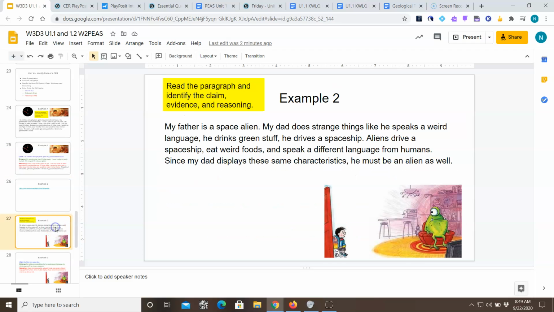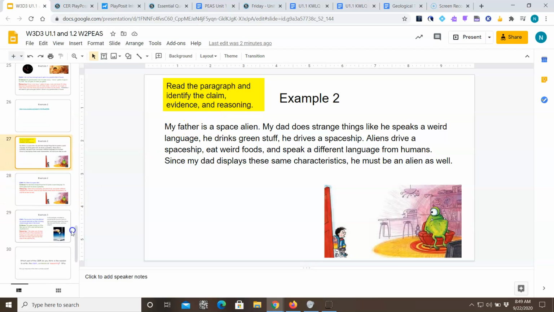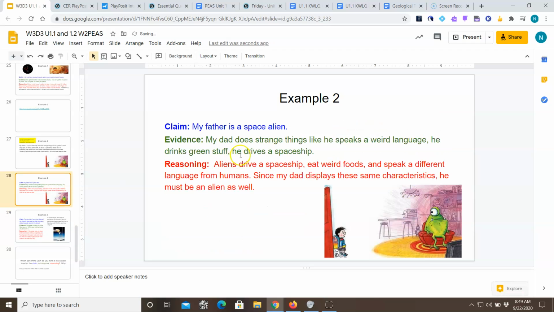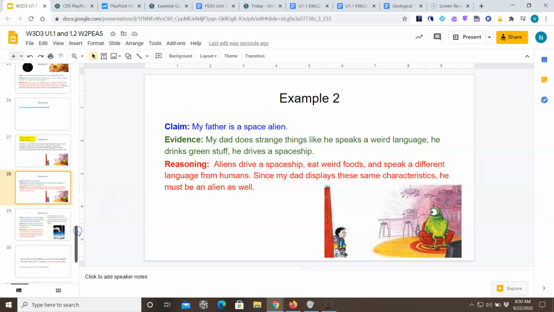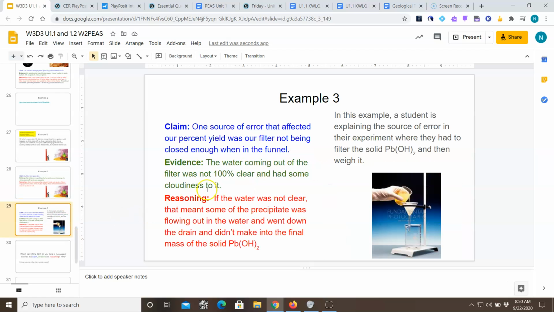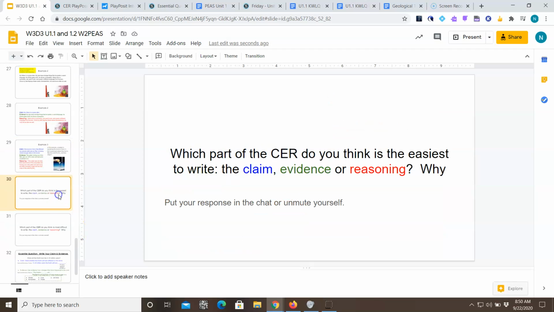The second example had to do with whether or not someone thought their father was an alien. And again, students read through this claim, evidence, reasoning and identified the claim part, the evidence part, and the reasoning part. And this is what that looks like. So if you want, you can pause to read through and see what the claim, evidence, reasoning is here. The last example is a science example. We actually skipped this in this class, so if you want, you can read it over. It's there for you.